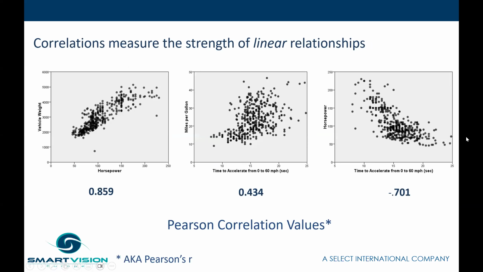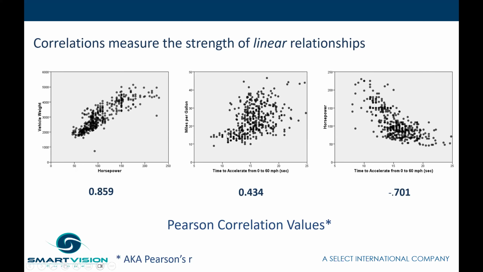So, for example, here's a bunch of charts showing correlations between horsepower and vehicle weight, between different aspects of cars. Each one of these dots represents an individual vehicle, an individual record in a data set. And here we can see that there's a strong relationship between vehicle weight and horsepower, because as horsepower increases, vehicle weight seems to increase, and this almost starts to line up in a quite tight line. That has a correlation value of 0.859. It's Pearson's correlation.